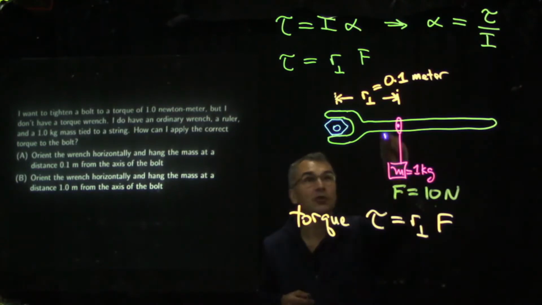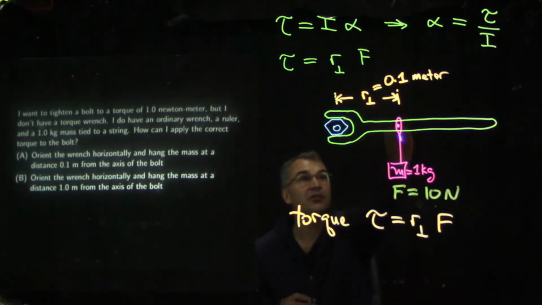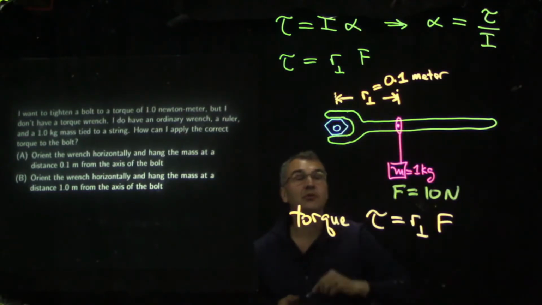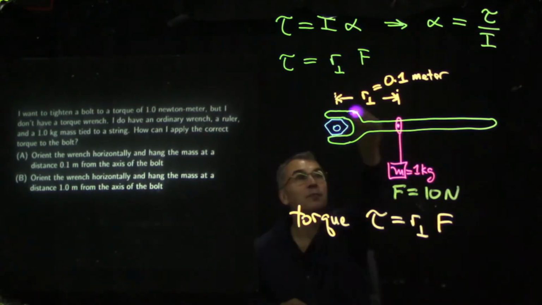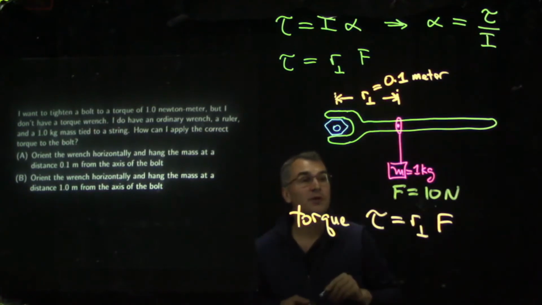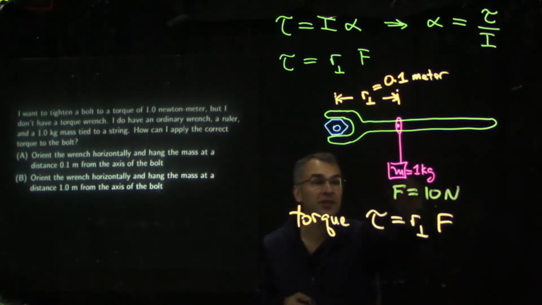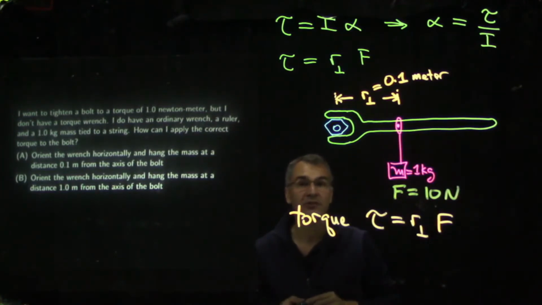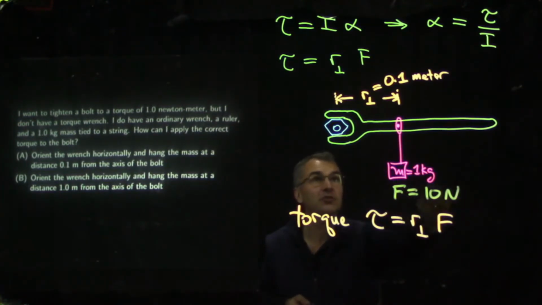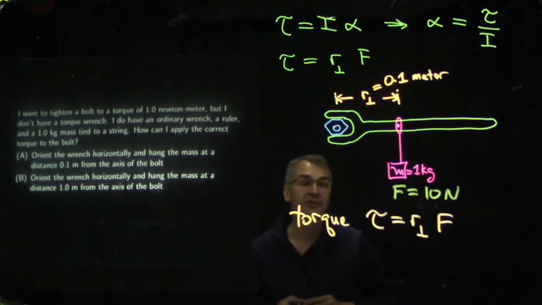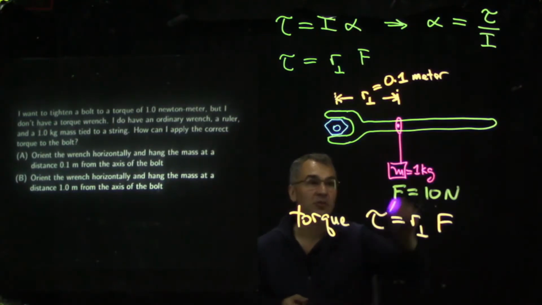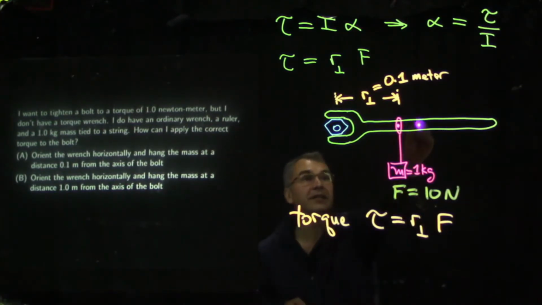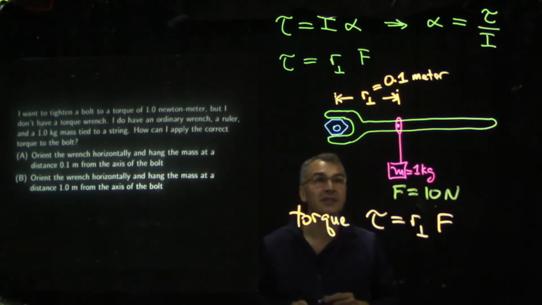Let's try that. So if I put this mass a distance of 0.1 meter from the axis of the bolt. I guess I drew a nut here, but our perpendicular is 0.1 meter. And then if it's a 1 kilogram mass, then that's a force of about 10 newtons. Let's say 9.8 newtons. We can round it to 10. So it's 10 newtons times 0.1 meter. That seems like a torque of 1 Newton meter. So I think this should do the job, although I'm neglecting the fact that the weight of the wrench itself is applying an additional torque.